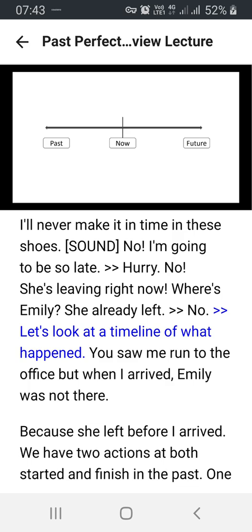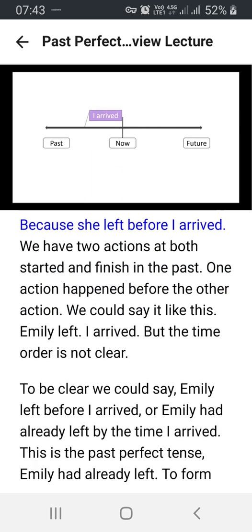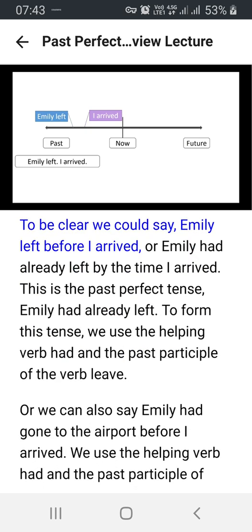Let's look at a timeline of what happened. You saw me run to the office, but when I arrived, Emily was not there because she left before I arrived. We have two actions that both started and finished in the past. One action happened before the other action. We could say it like this: Emily left, I arrived. But the time order is not clear. To be clear, we could say Emily left before I arrived, or Emily had already left by the time I arrived.